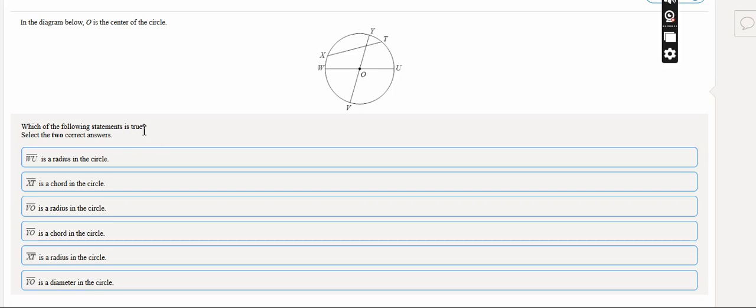We're going to be solving math for grade 4, week 4. So let's start. We have two answers here. XT is a chord in a circle and VO is your radius in the circle. Now, why do we choose these two as our correct statements?